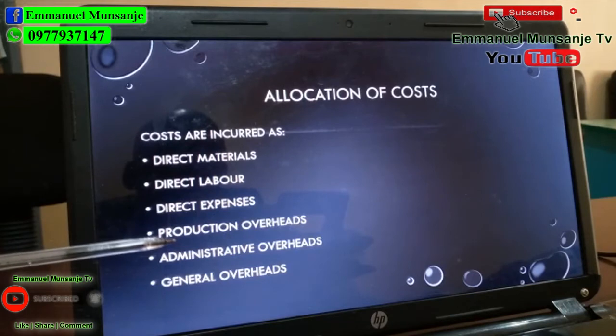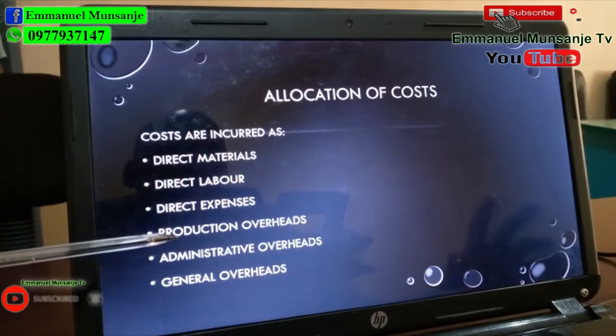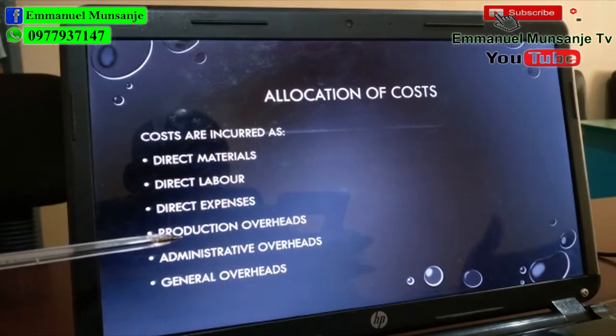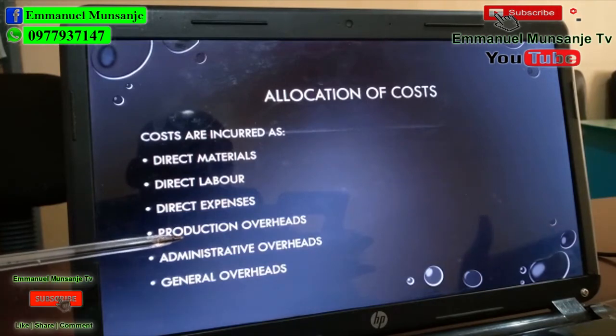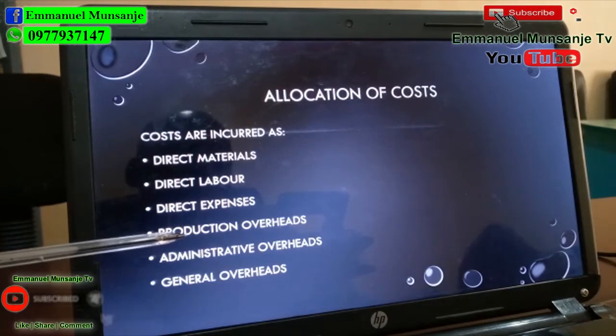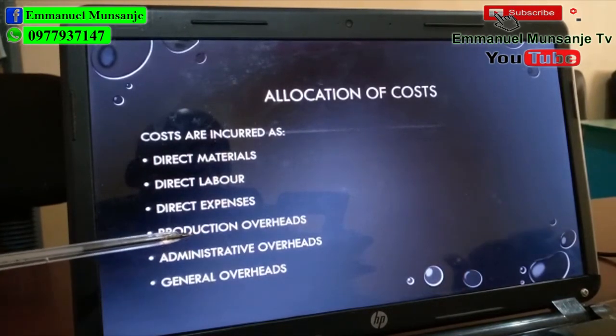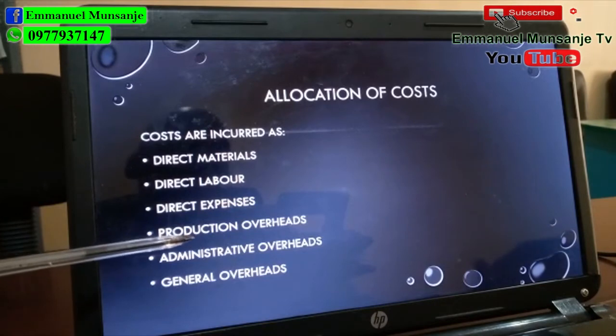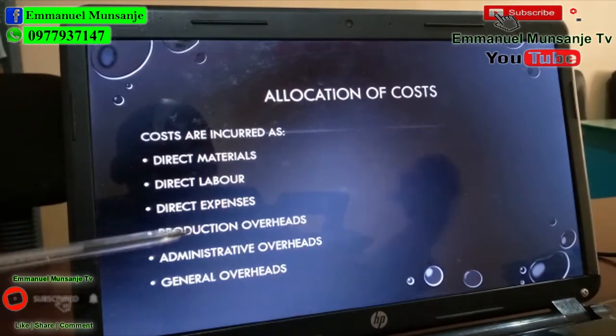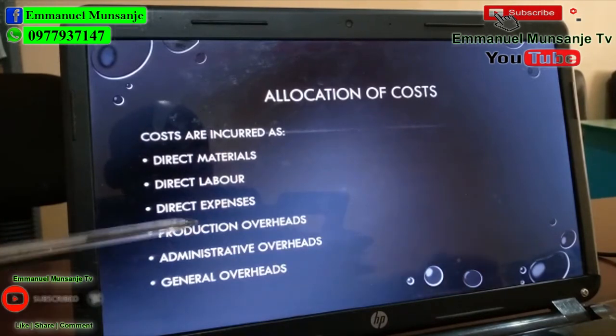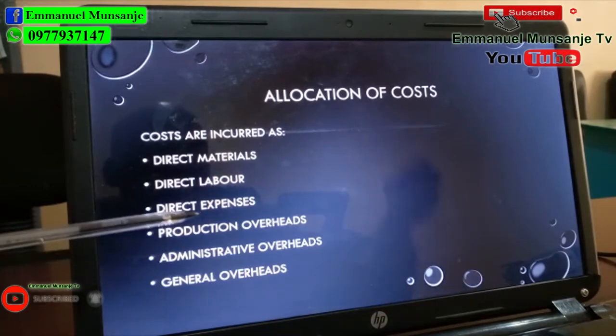Then production overheads. The overheads are indirect costs. An example of bread again. If you are baking bread, you incur electricity, but you cannot see electricity in the bread, so it's an overhead. Peradventure, you pay rentals on the facilities that you're using, but when you buy bread, you can't see the rentals in bread, you can't connect. So those are overheads, those are indirect costs.